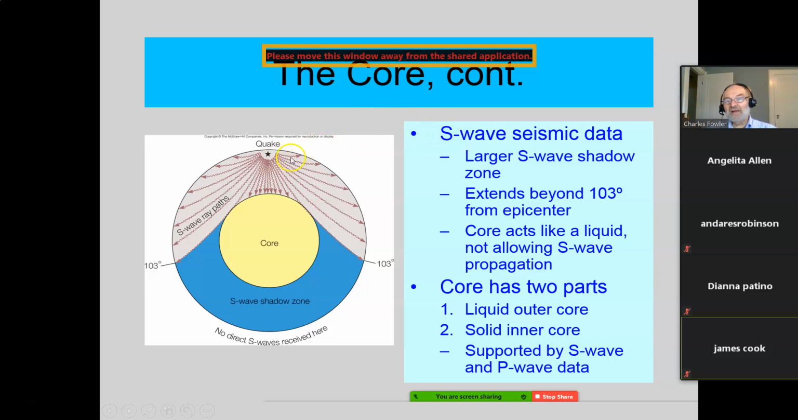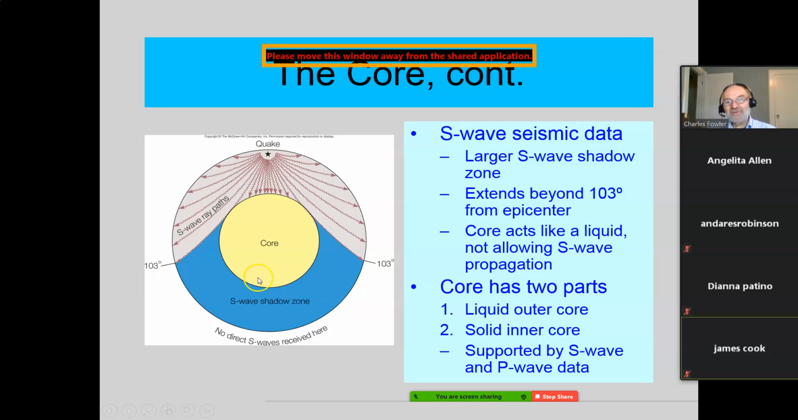Because shear waves or transverse waves will not go through liquids. The fact you don't get any S waves making their way here. They have the same bending as the P waves do here, from the center of the quake to 103 degrees in any direction here. That's the same. But whereas P waves come through down here, no S waves come through.